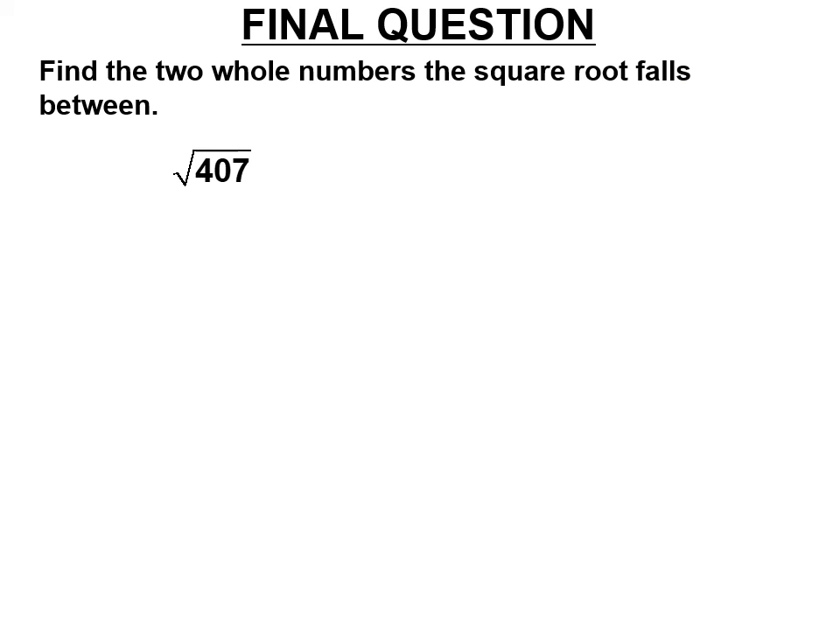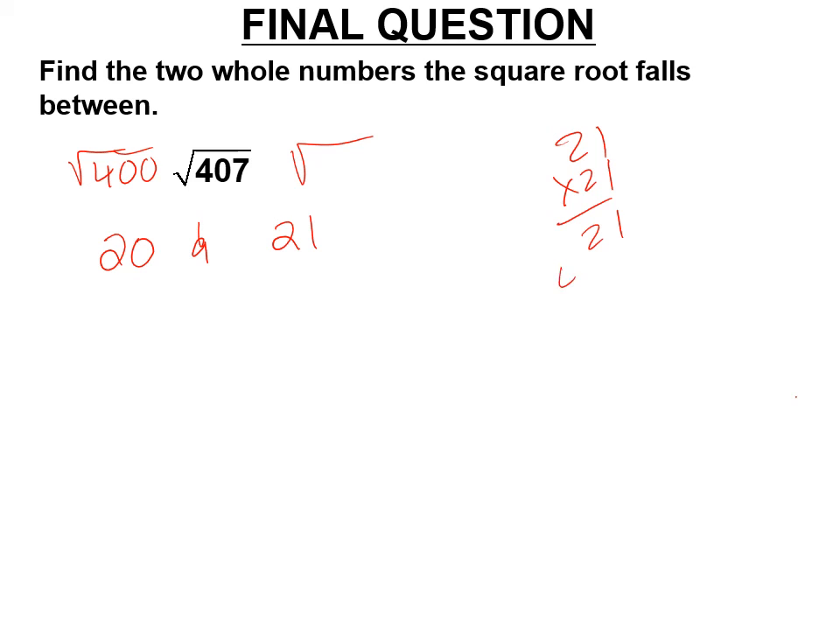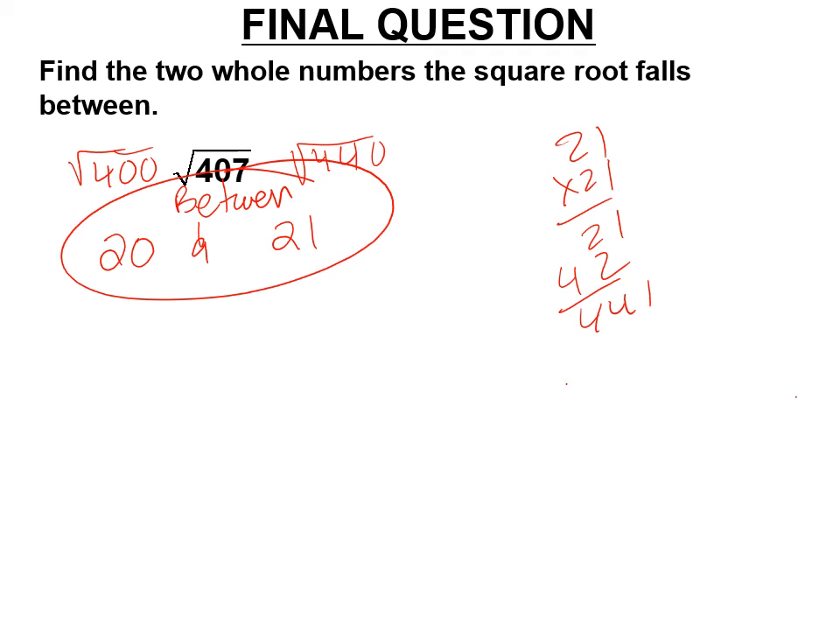And final question. So 400 is right below it. So that's 20. Now, I don't know the next perfect square, but I know since that's 20 that this must be 21. Now, if you wanted to know what it was, it is 441. But you don't have to know that. All you have to know is that the square root of 407 on a number line is between 20 and 21.